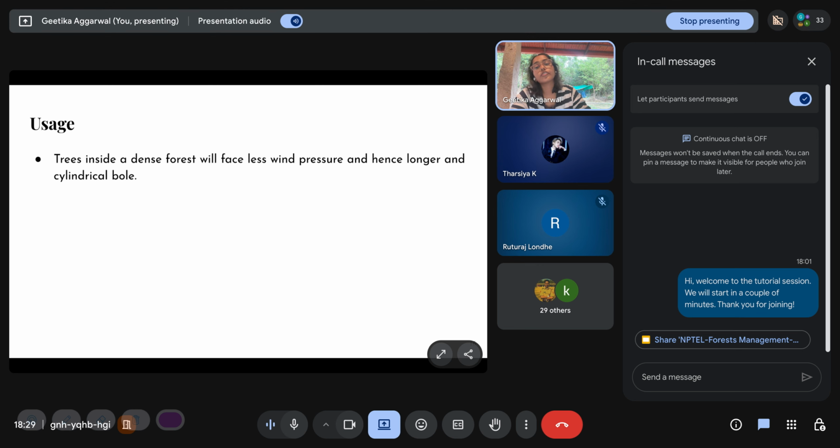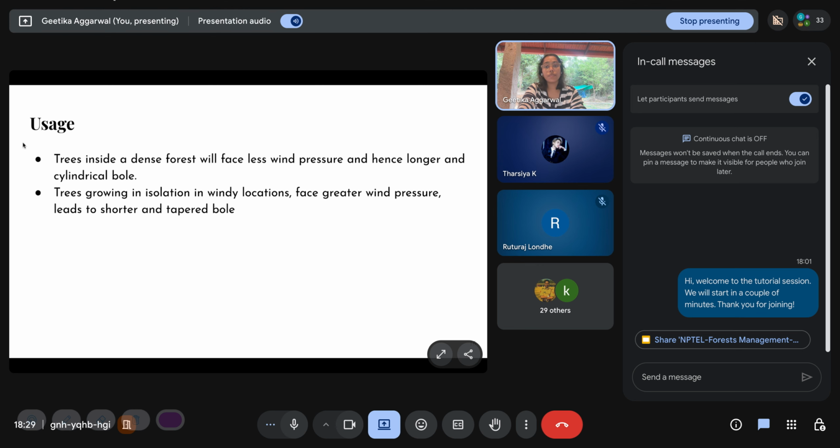If you talk about wind action, when you talk about trees inside a dense forest, because they will face less wind action, less wind pressure, they will become longer and they will have a cylindrical bole. Because they will have lesser wind action, they'll not taper so much and they'll become straight and cylindrical. According to this theory, they taper because there's high wind pressure and they need to add more material to the base. So if there's not much wind pressure, they don't need to taper. They can become cylindrical and straight.